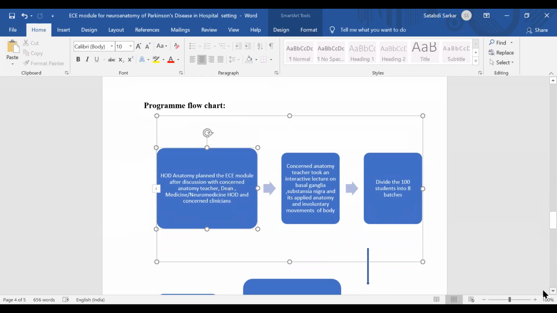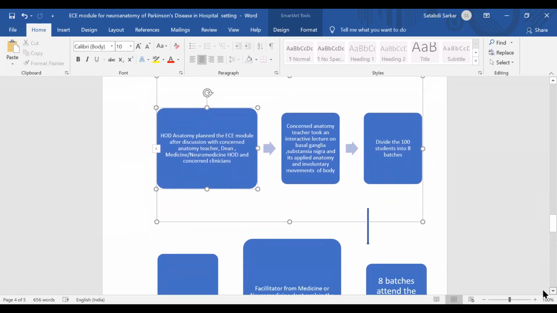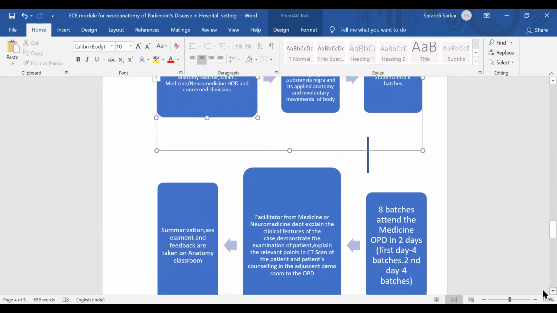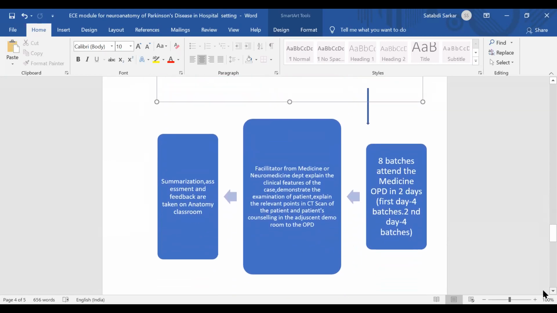Then the 100 students were divided into 8 batches. The 8 batches attended the medicine or neuromedicine OPD over 2 days: the first day 4 batches, the second day 4 batches. The facilitator from the medicine or neuromedicine department explained the clinical features of the case, demonstrated the examination of the patient, explained the relevant points in the CT scan of the patient, and did the patient's counseling in the demo room adjacent to the OPD.